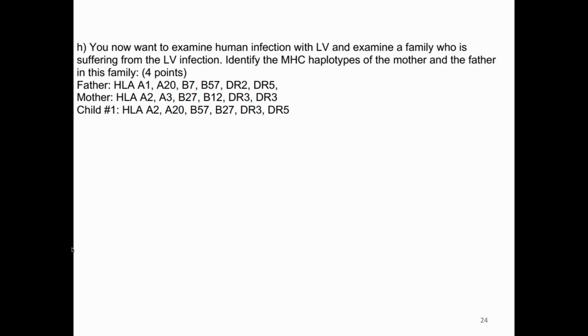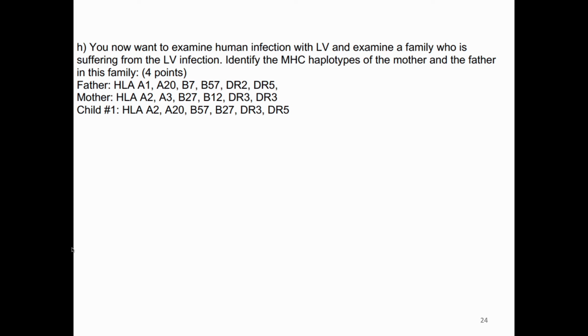So I know that the child got A2 from mom. You can see how I know that the child got A2 from mom. So one of mom's chromosomes has A2, which, like, thank you, Captain Obvious. Yes, one of mom's chromosomes has A2.